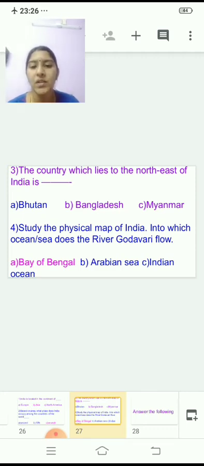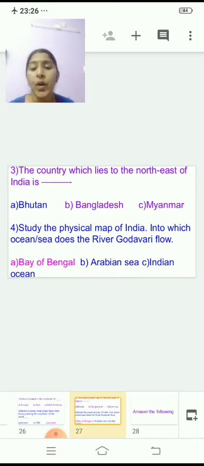Third one, the country which lies to the northeast of India is dash. The options are Bhutan, Bangladesh, and Myanmar. The answer is Bhutan. The country which lies to the northeast of India is Bhutan.